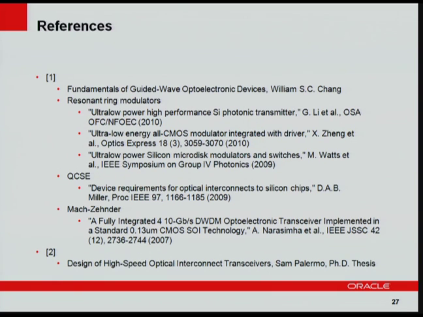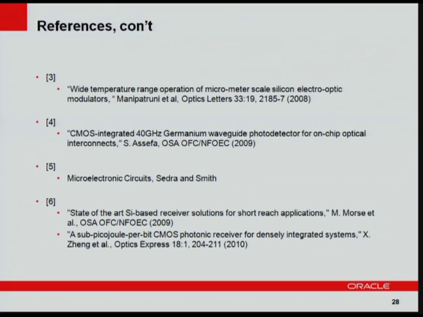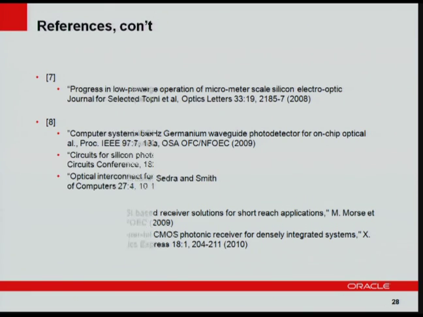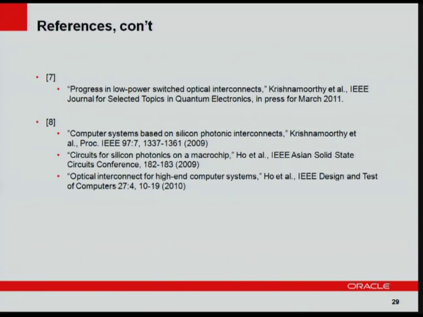And just some references. So ring modulators, some detectors, and some of the work that we have shown for that 200 femtojoules per bit.